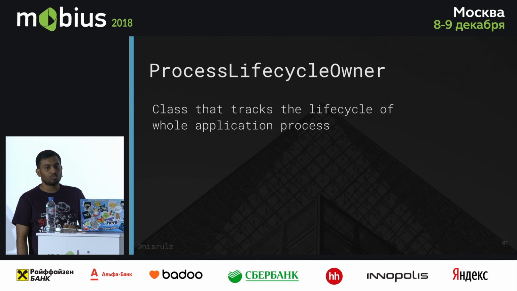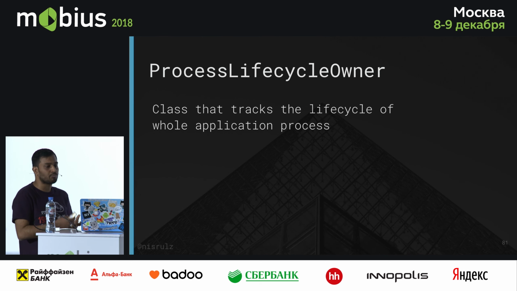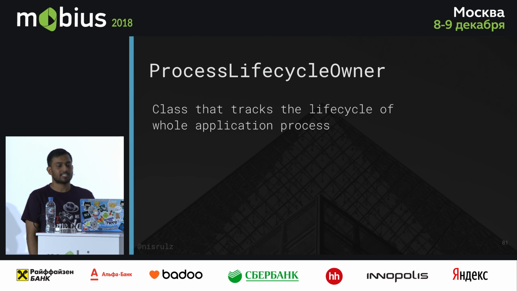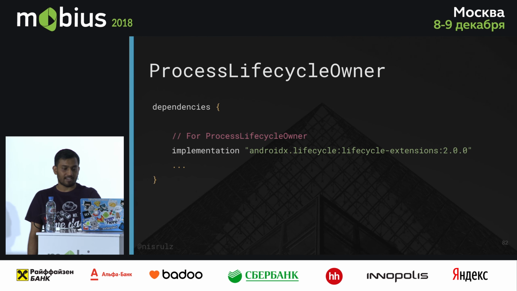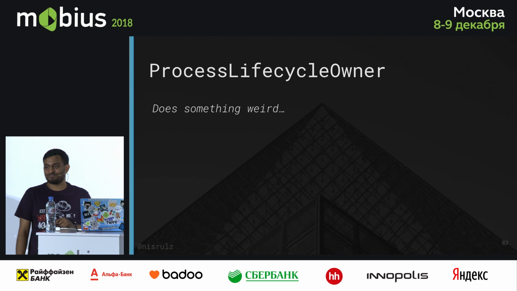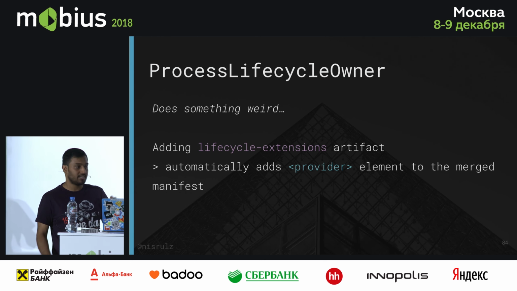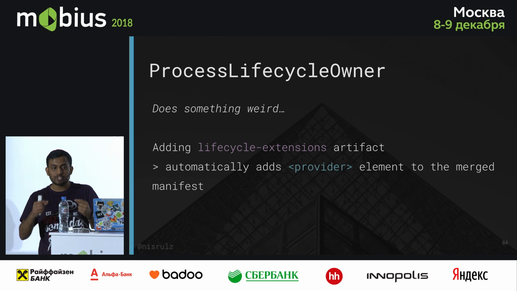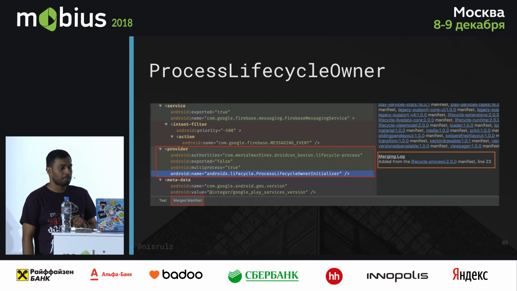While I was working with this, I found something called ProcessLifecycleOwner. I was tinkering with the lifecycle components, and I found this class, which in theory tracks the lifecycle of the whole application process. To get this working, you need lifecycle extensions as a dependency. Now, it does something weird. As soon as you add the lifecycle extensions library as a dependency and build your project, it automatically adds a provider element to the merged manifest. This is how it looks.